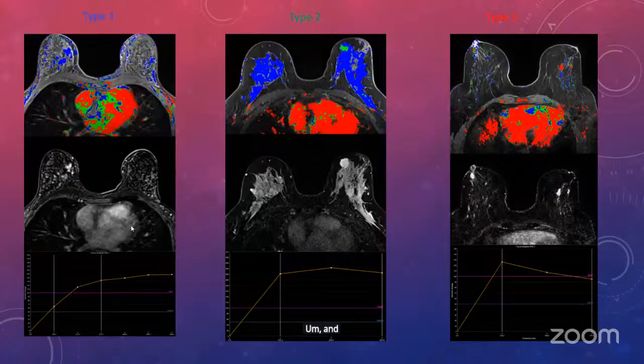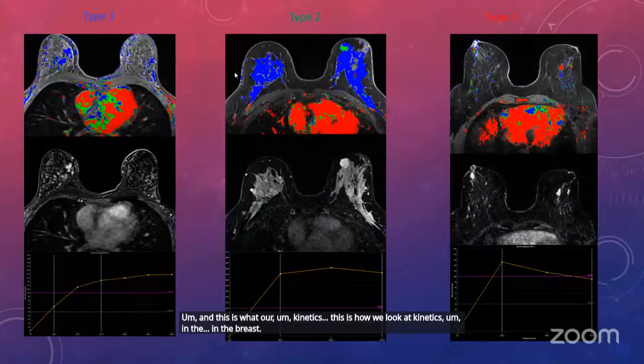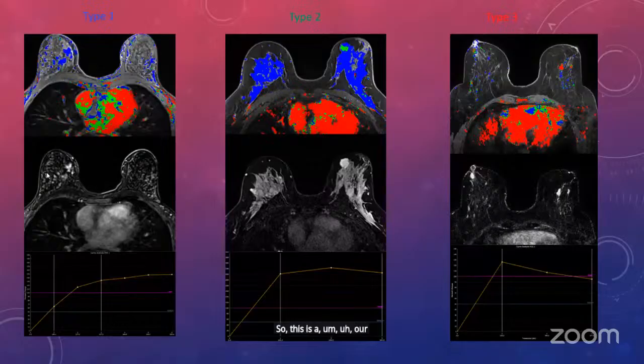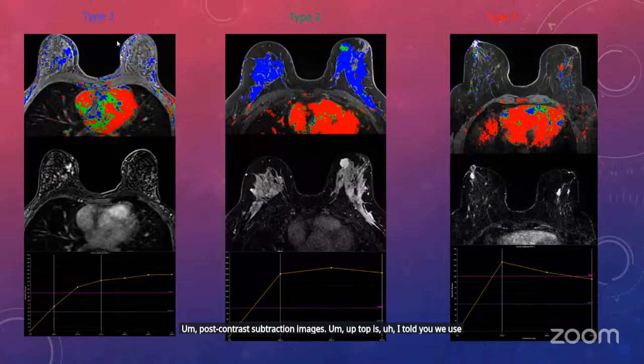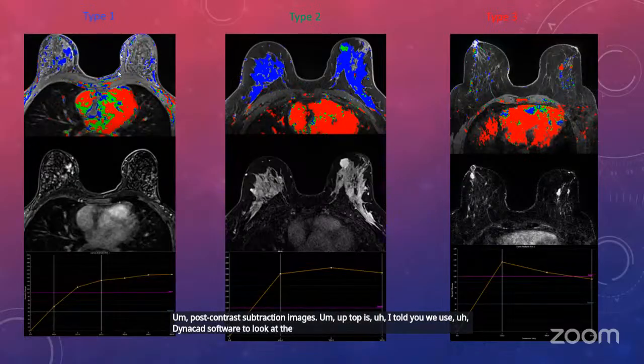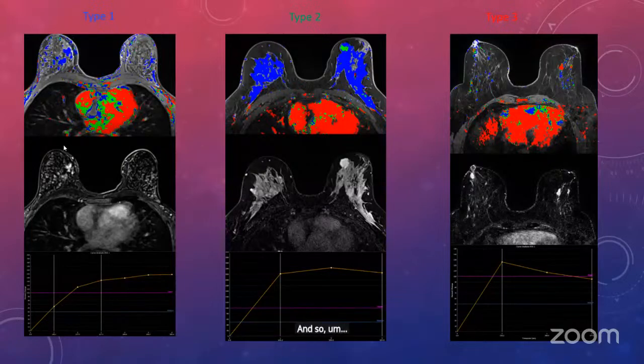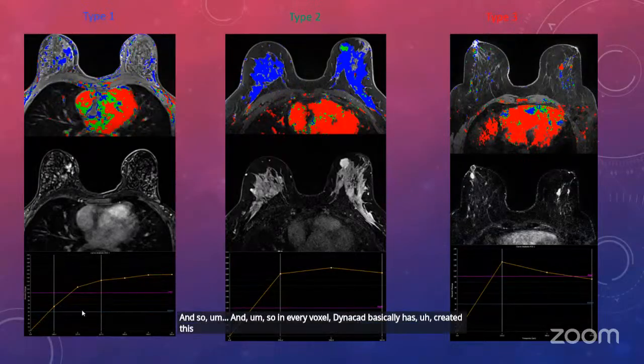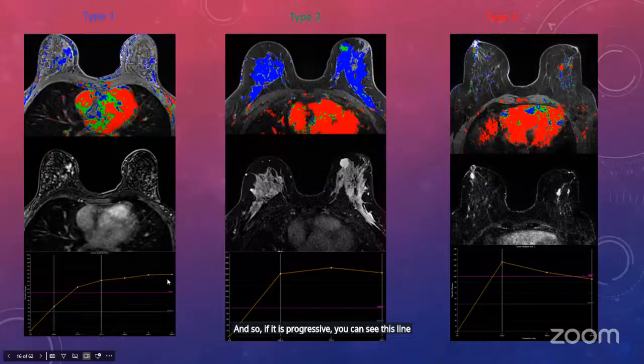And this is how we look at kinetics in the breast. So this is our post-contrast subtraction images. Up top, I told you we use Dynacad software to look at the kinetics, and so in every voxel, Dynacad basically has created this plot in that voxel. And so if it is progressive, you can see this line going steadily up, up, up. It's going to assign it a blue color. So all of these areas of blue are going to be progressive kinetics.